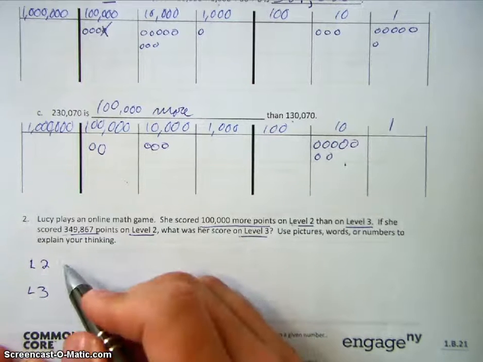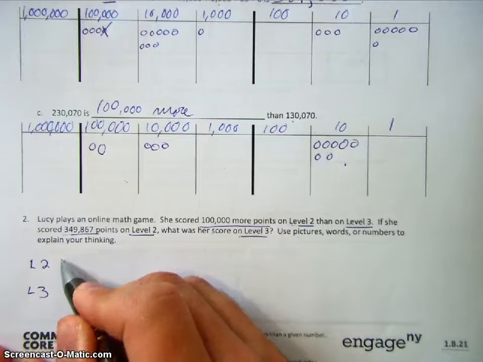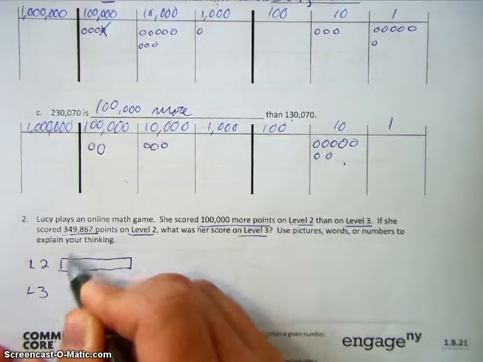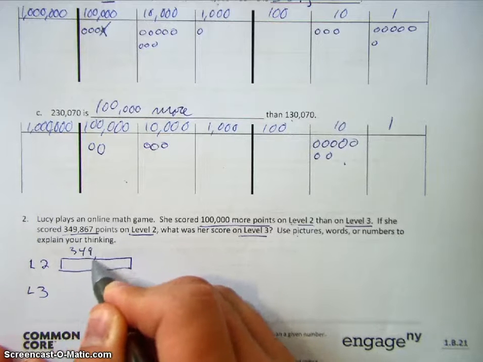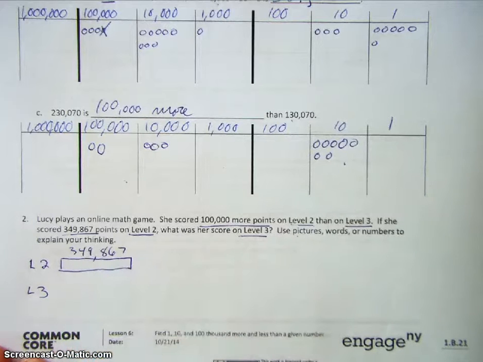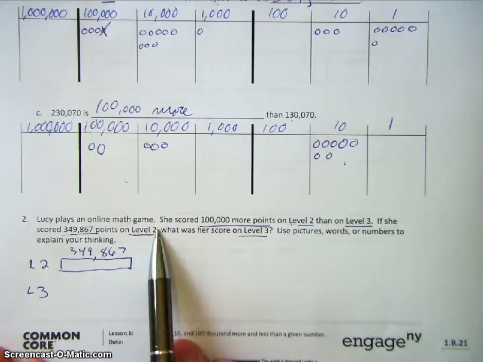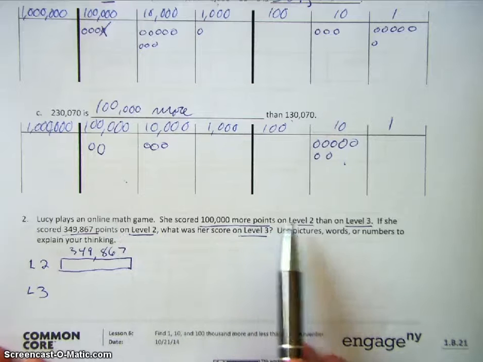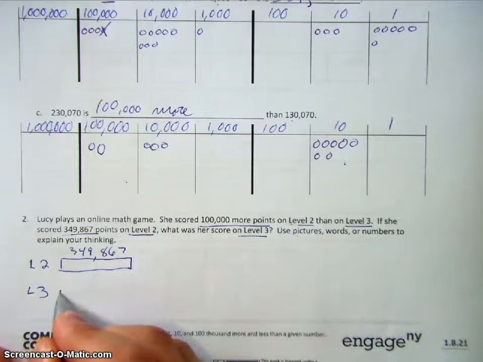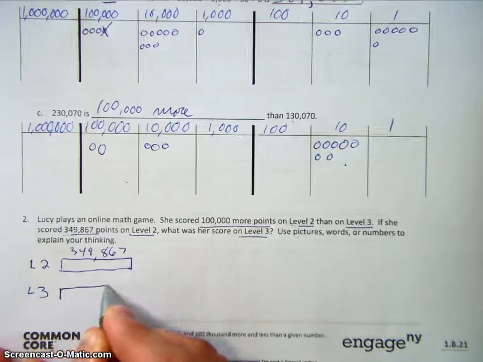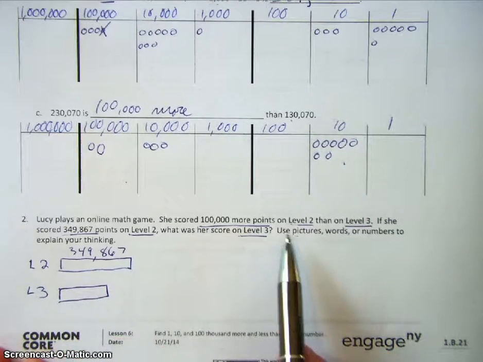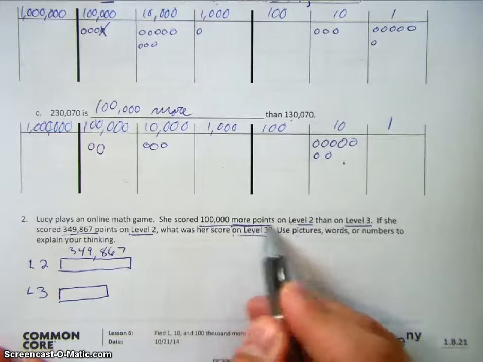Okay, so for level 2, we know she scored 349,867. Okay, now she scored more points on level 2. So my level 3 bar is going to be smaller than level 2. Okay, and that gap right here is this more points.